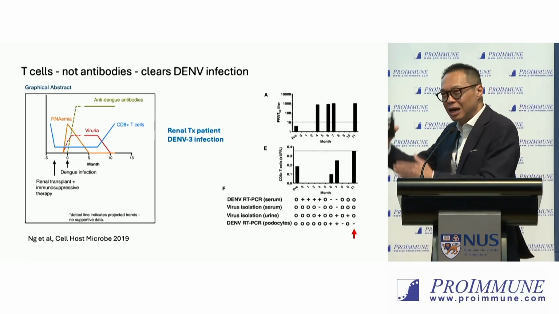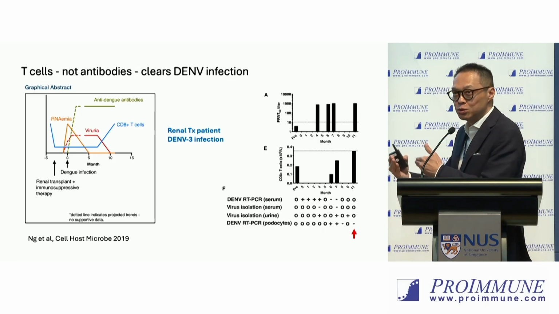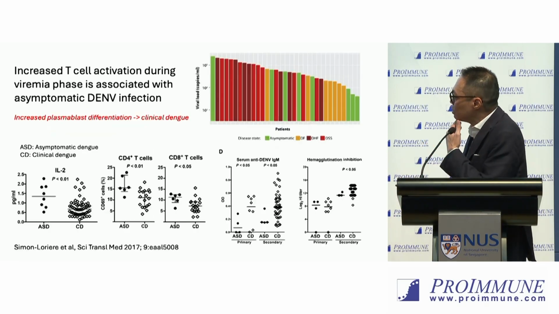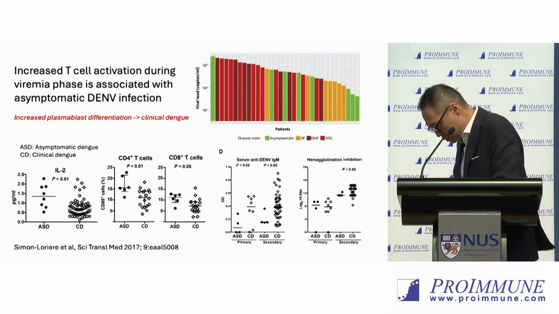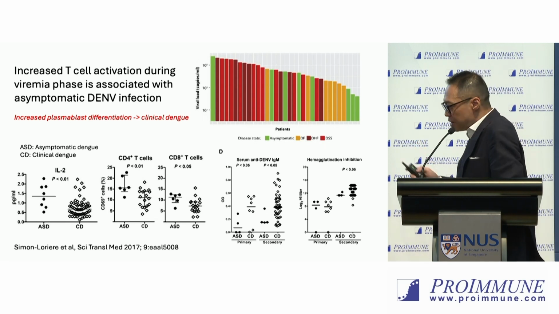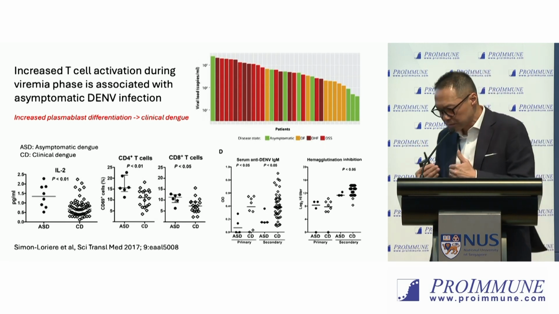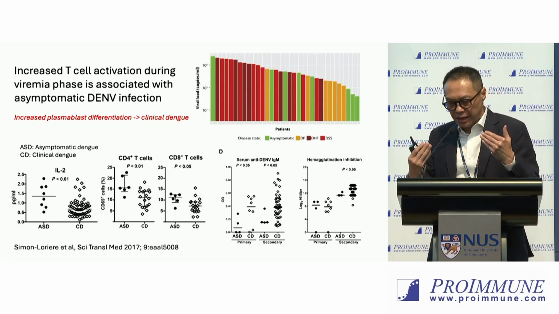So the idea is that if you need to drop your viremia quickly, then you might need T cells to do that. And the evidence then started to come shortly after that, from these series of studies. There's a study done in Cambodia. It was a case cluster study.